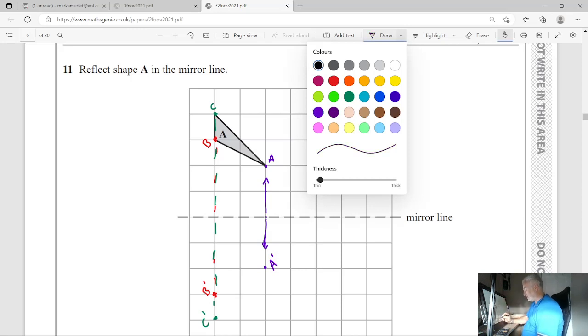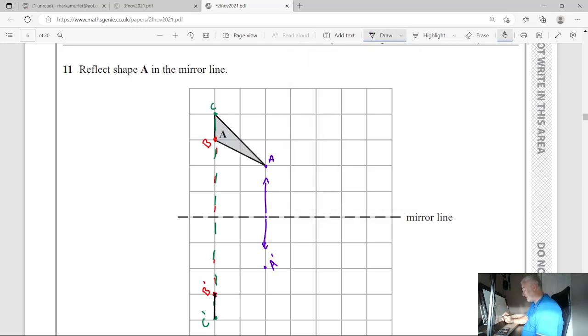Okay, so we know B and C connected. It goes from B across to A, and it goes from C across to A. And there's my new shape.